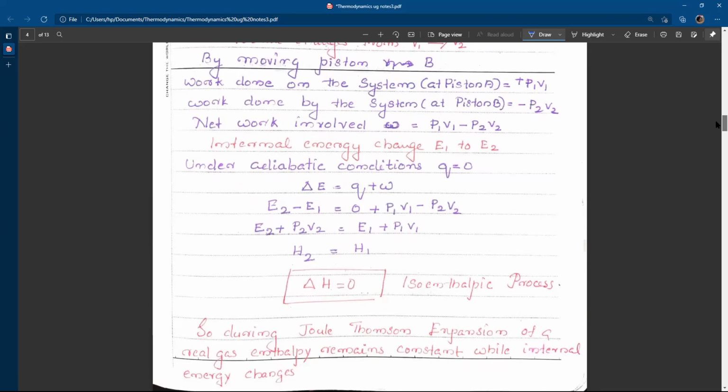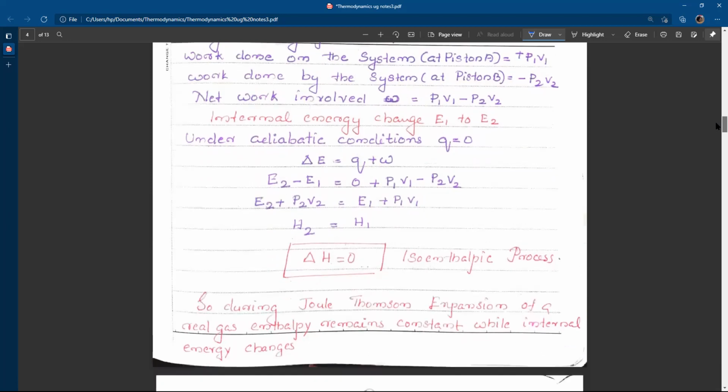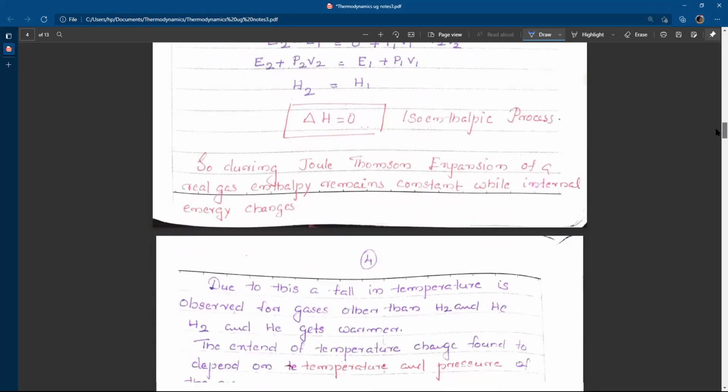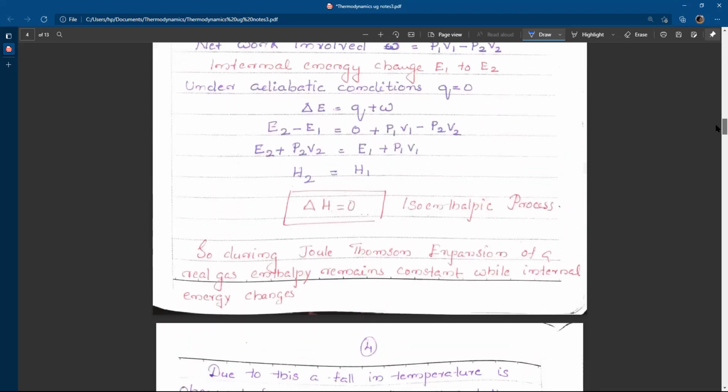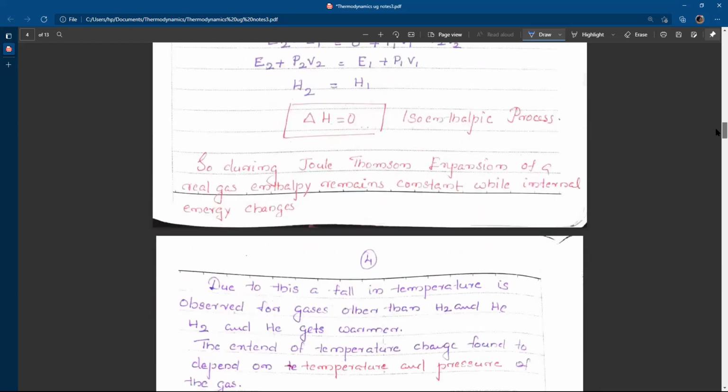So during Joule Thomson expansion of a real gas, enthalpy remains constant while internal energy changes. So it is a constant enthalpic process while internal energy of the system changes. Enthalpy is internal energy plus PV work. So internal energy plus PV work remains constant, but the internal energy changes.